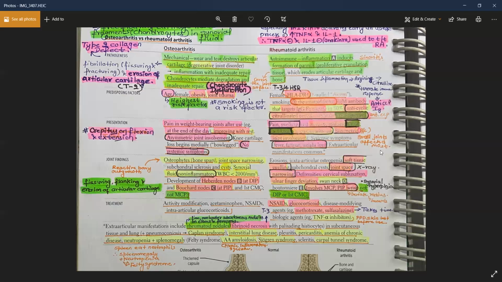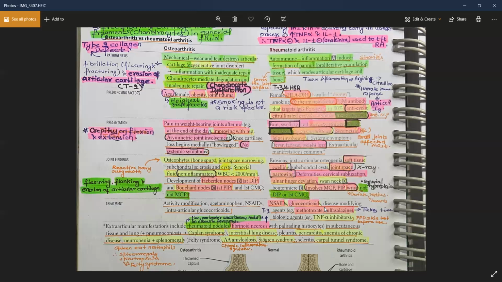Sjogren's syndrome is also associated with rheumatoid arthritis, and that's why you need to give the patient pilocarpine, because Sjogren's syndrome can cause dryness of the body secretions. Carpal tunnel syndrome can also happen because of this amyloidosis and because of inflammation of the joint spaces. Small joints like the MCPs can be involved, and that can lead to carpal tunnel syndrome.